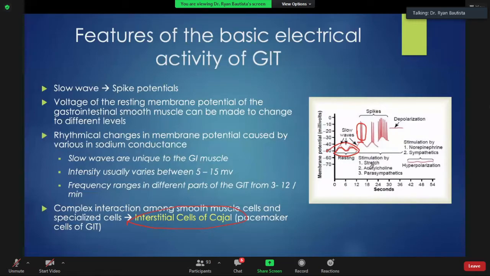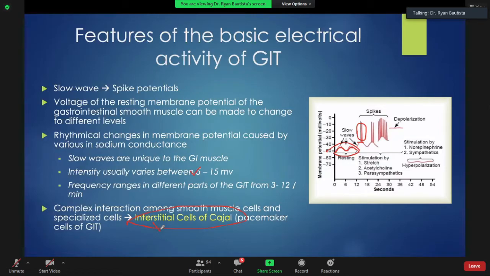So again, in your smooth muscles you have what we call your slow wave or your spike potentials. This is specific for the smooth muscles in your GI tract. Our pacemaker is your interstitial cells of Cajal. You have rhythmical changes in the membrane potential caused by various sodium channels going in and out. So slow waves are unique to GI muscles. Intensity is usually only 5 to 15 millivolts. That's how much sodium is coming in and out of those cells thanks to your interstitial cells of Cajal.